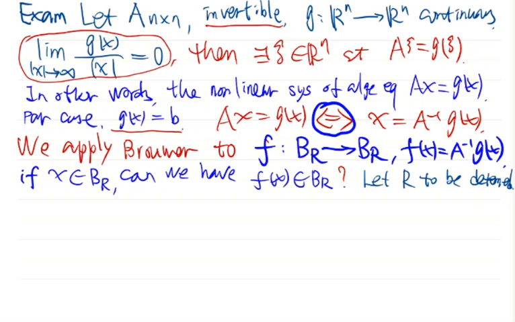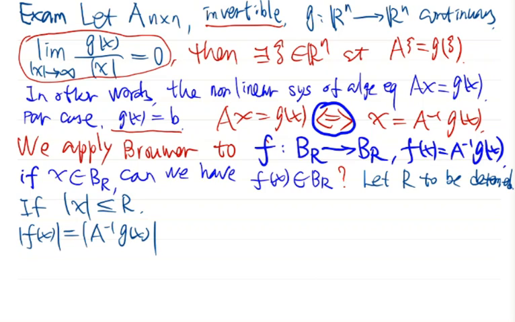So we argue as follows. If the norm of x is not greater than R, let us consider the norm of f(x). The norm of f(x) is the norm of A inverse g(x). Then by the definition of the norm of a matrix, we know that this is not greater than the norm of the inverse matrix multiplying the norm of g(x). So how about the norm of g(x)? To analyze the norm of g(x), we use our assumption that g(x) is slower than the norm of x.